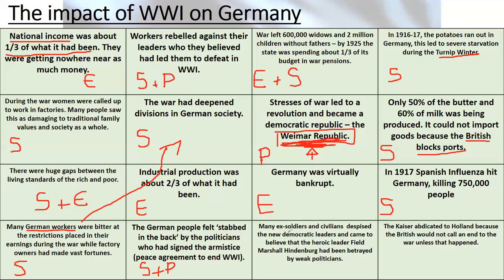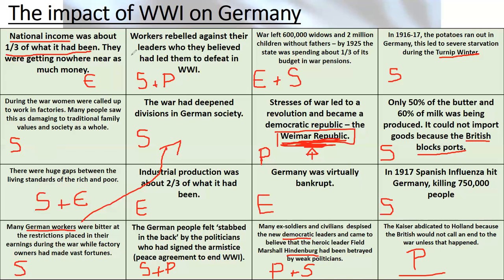Many ex-soldiers and civilians despised the new democratic leaders and came to believe that their heroic leader, Field Marshal Hindenburg, had been betrayed by weak politicians. I mean, that's political and social. We're going to talk about Hindenburg later. Some of these words might not make much sense, like democratic, that's new to you, but we can go through that. The Kaiser abdicated to Holland because the British would not call an end to the war unless this happened. This led to the new Weimar Republic because the Kaiser, a man called Kaiser Wilhelm II, left. So, these are the political, economic and social impacts of the First World War on Germany.